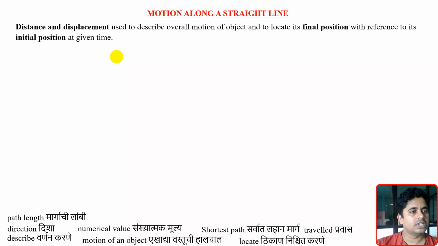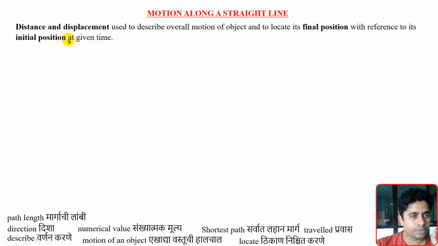Mainly in distance and displacement, there are two positions: one is the initial position and the other is the final position. So the location of the final position with respect to the initial position in a given time, we describe using the terms distance and displacement.